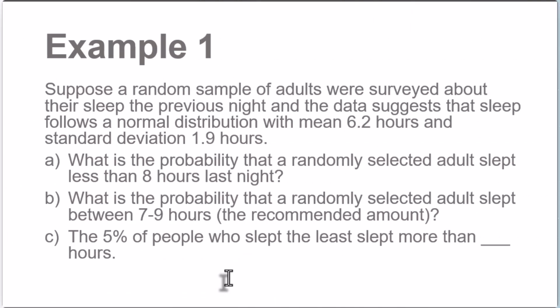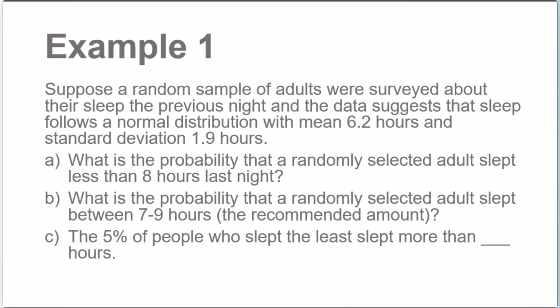So I want to start with this first example. We're looking at some data on the sleep amounts of adults. And based on a random sample, we are assuming that sleep follows a normal distribution that has a mean of 6.2 hours and a standard deviation of 1.9 hours. So that's giving us a description of the general population of how much people sleep each night. And I have 3 different questions related to this example. The first question is, what is the probability that a randomly selected adult slept less than 8 hours last night?